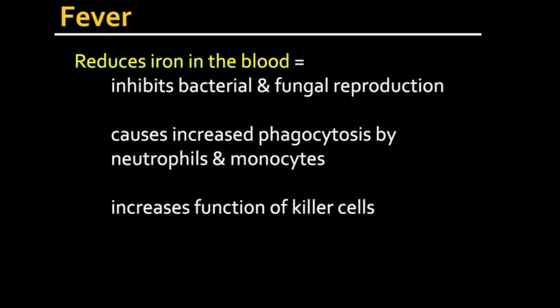But what does fever do? It reduces the amount of iron in the blood, which inhibits reproduction of bacteria and fungus, which is a good thing. Fever, just getting the temperature up a little bit, increases phagocytosis. That's where your white blood cells, neutrophils, and monocytes are killing and eating the invader. So that increases that. And fever also increases the function of killer cells. They kill better and faster if your body temp is up a little.